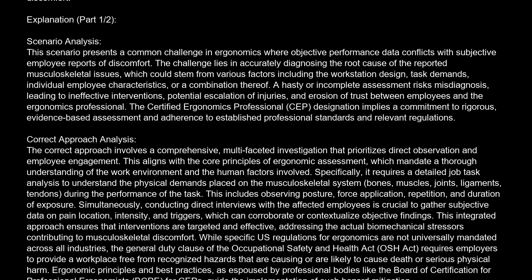While specific U.S. regulations for ergonomics are not universally mandated across all industries, the General Duty Clause of the Occupational Safety and Health Act, OSH Act, requires employers to provide a workplace free from recognized hazards that are causing or are likely to cause death or serious physical harm. Ergonomic principles and best practices, as espoused by professional bodies like the Board of Certification for Professional Ergonomists, BCPE, for CEPs, guide the implementation of such hazard mitigation.